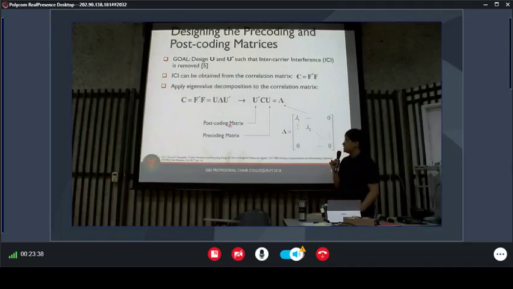And then in order to remove the effects of the correlation matrix, what we did again was apply postcoding and precoding. When we write out the mathematical expression for the precoding and postcoding operation, we're just multiplying the correlation matrix on the right by the matrix U, which is the precoding operation, and on the left by the postcoding matrix U star. Since U is unitary, U star times U will be an identity matrix, and the same on the other side. So we're left with this lambda. Take note that the diagonal elements of this lambda are the eigenvalues, and the off-diagonals are zero. And since the off-diagonals are zero, there is no intercarrier interference.